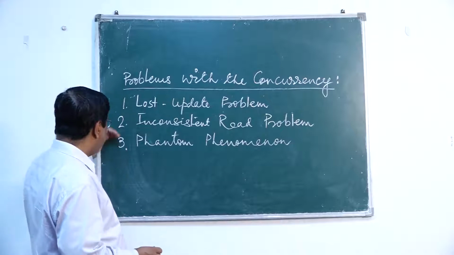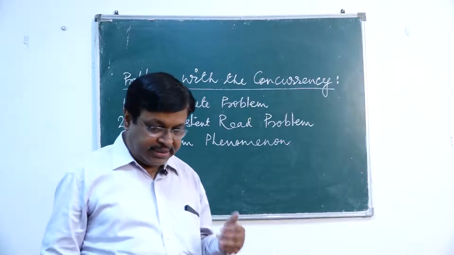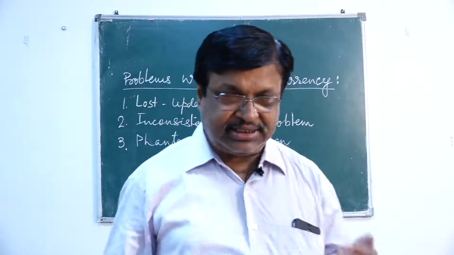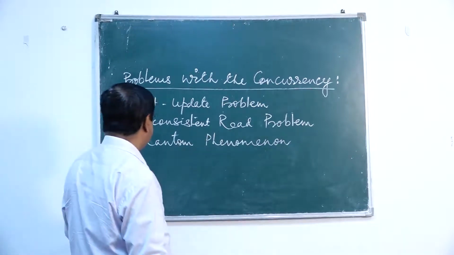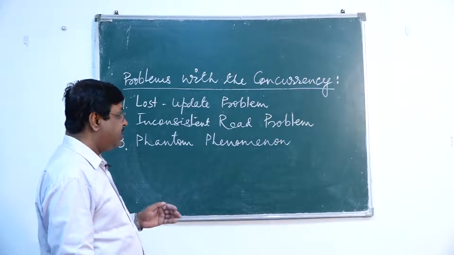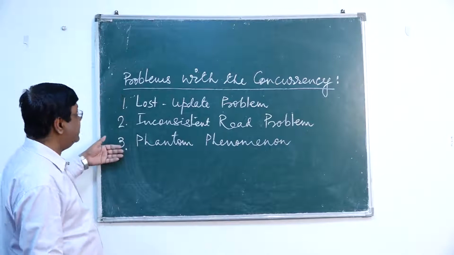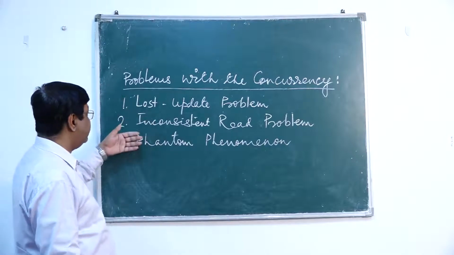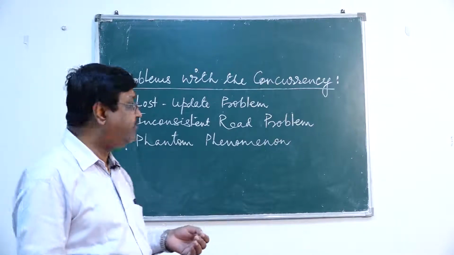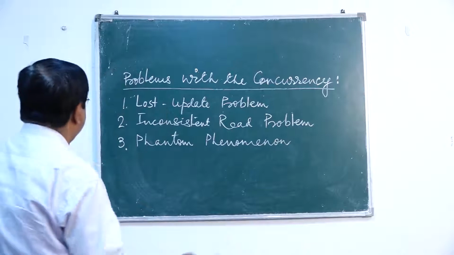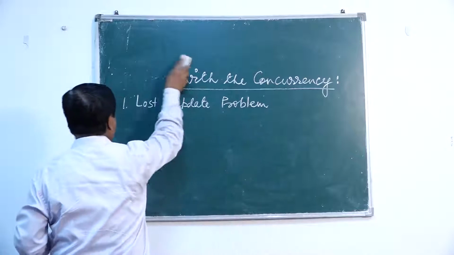So, when we write schedules, that is when our processor executes different statements, if the order is not correct, it means if the schedule is not correct, then there is a possibility of having these three problems. One is lost update problem, the second one is inconsistent read problem, and the third one is phantom phenomenon. So, we shall understand what is lost update problem.